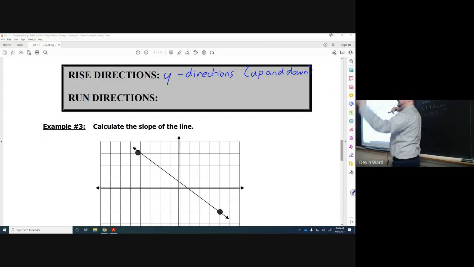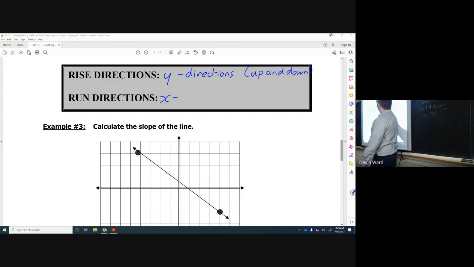Sun rises up and sets, okay? So it's going up and down. A run. When you run, do you run up in the air like the sun? Oh no. You run side to side. Unless you're Mario. His rise is his jump, and then he runs left to right. So this is your left and right.